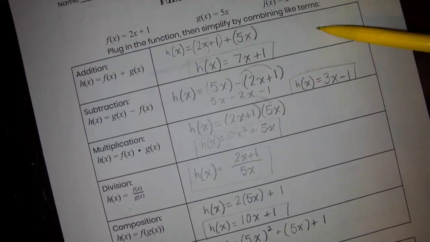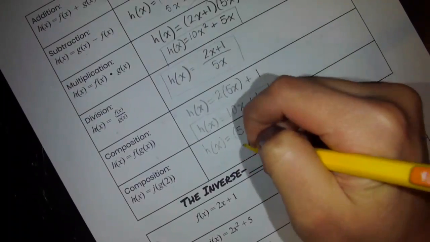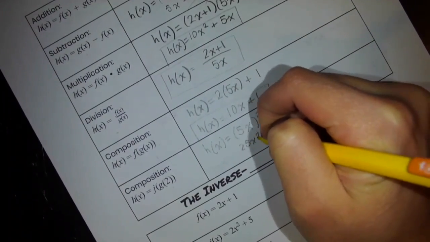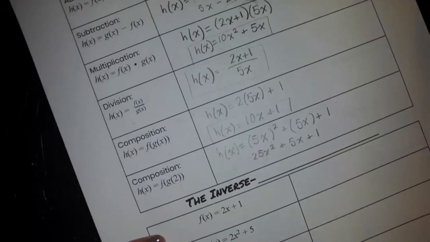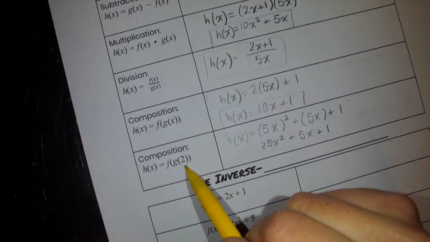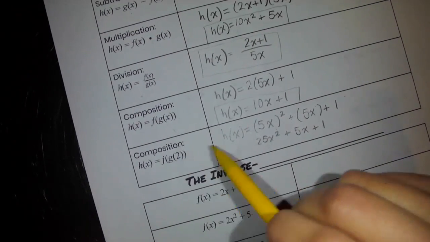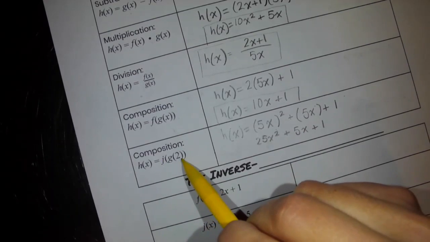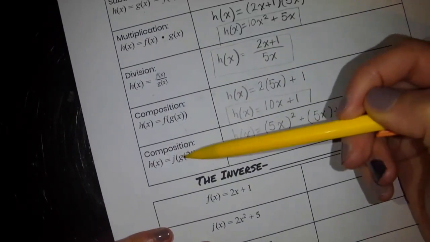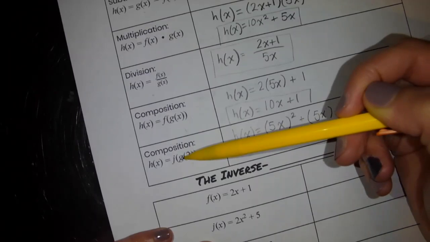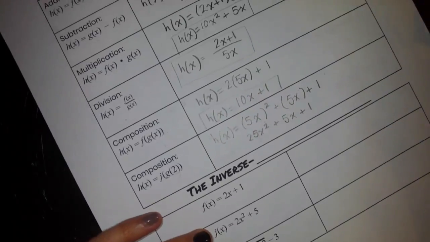Okay, so I just put in the blanks, the g function, and now I'm going to evaluate what I have here. So 5x squared would be 25x squared plus 5x, so plus 5x plus 1. And then here I have a number in for x. So I'm not going to leave it as x, but I'm going to plug in 2 in for x. So that's what this 2 instead of x means: wherever I see x, I'm going to plug in 2. So I first evaluated it with the composition as x, and then I'm going to plug in 2.